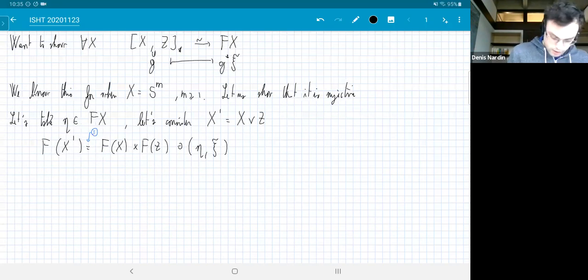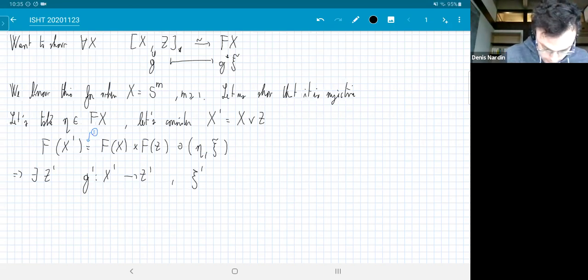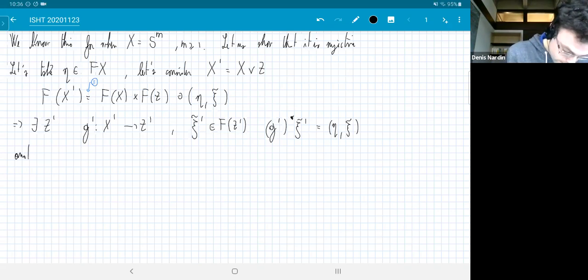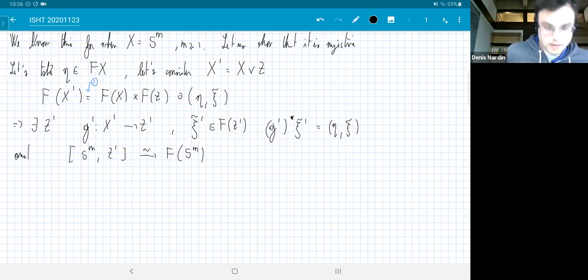I'm excited, sorry. Therefore, there exists some Z prime with a map, call it g prime from X prime to Z prime, and xi tilde prime in F of Z prime with the properties given in the claim, that is, it pulls back to eta comma psi tilde. And this map is a bijection. The map obtained by pulling back this xi tilde prime. I hope it's clear what I mean. It's the map induced by xi tilde prime under the unit embedding, but I don't want to overload the notation here.